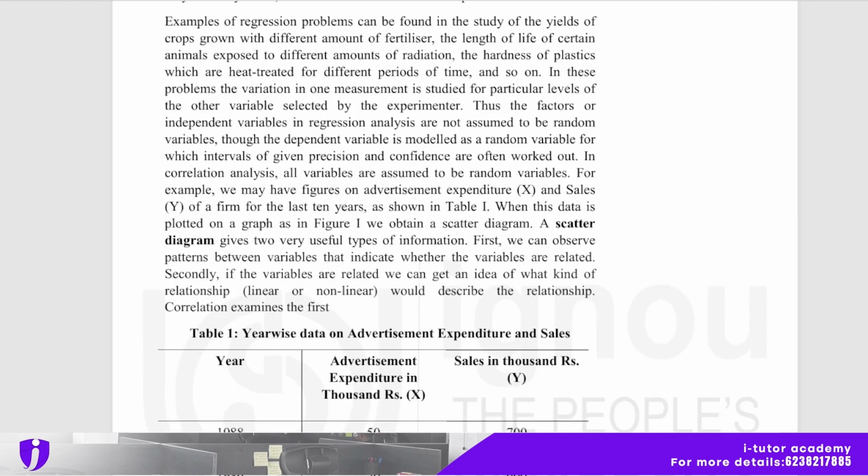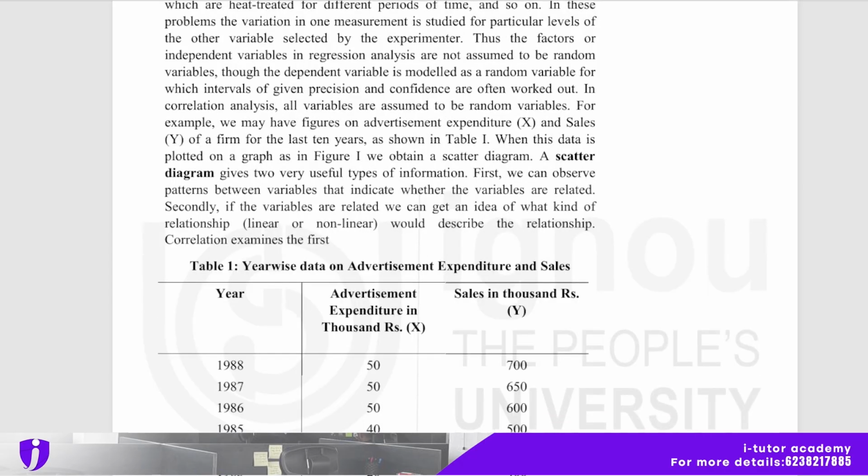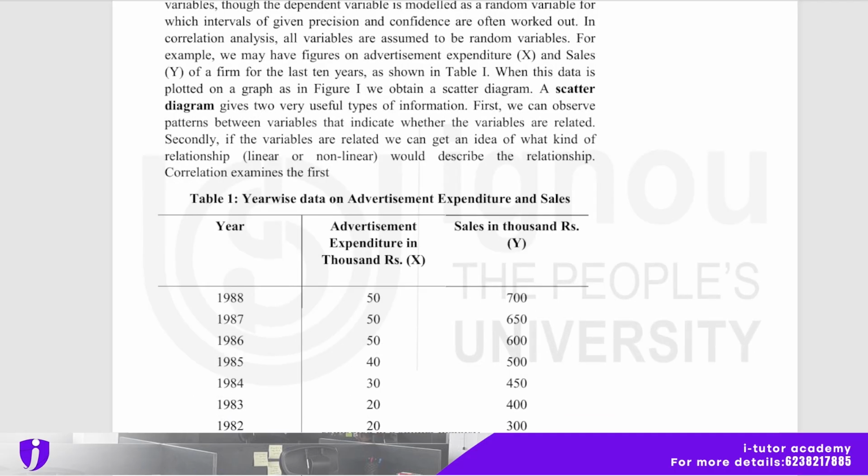And here a scatter diagram gives us two very useful types of information. First, we can observe patterns between variables that indicate whether the variables are related. Secondly, if the variables are related, we can get an idea of what kind of relationship would describe the relation. Correlation: examine the first. Year-wise data on advertisement expenditure and sales is here.